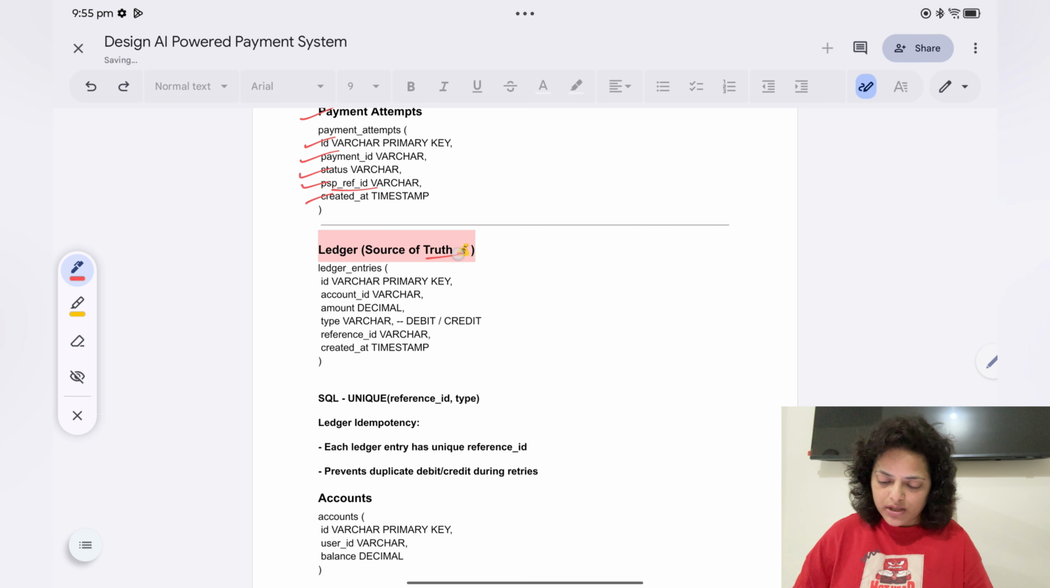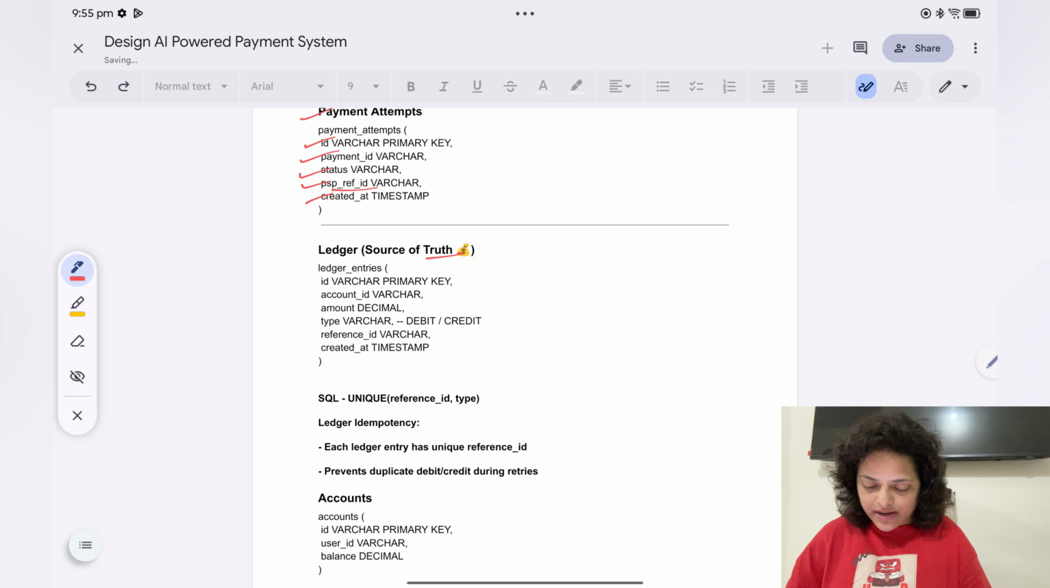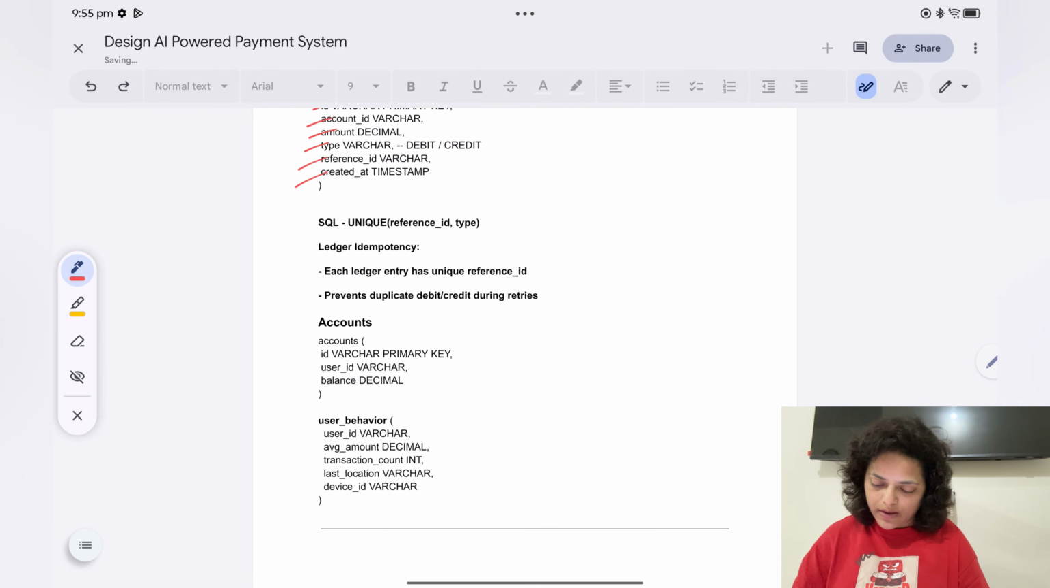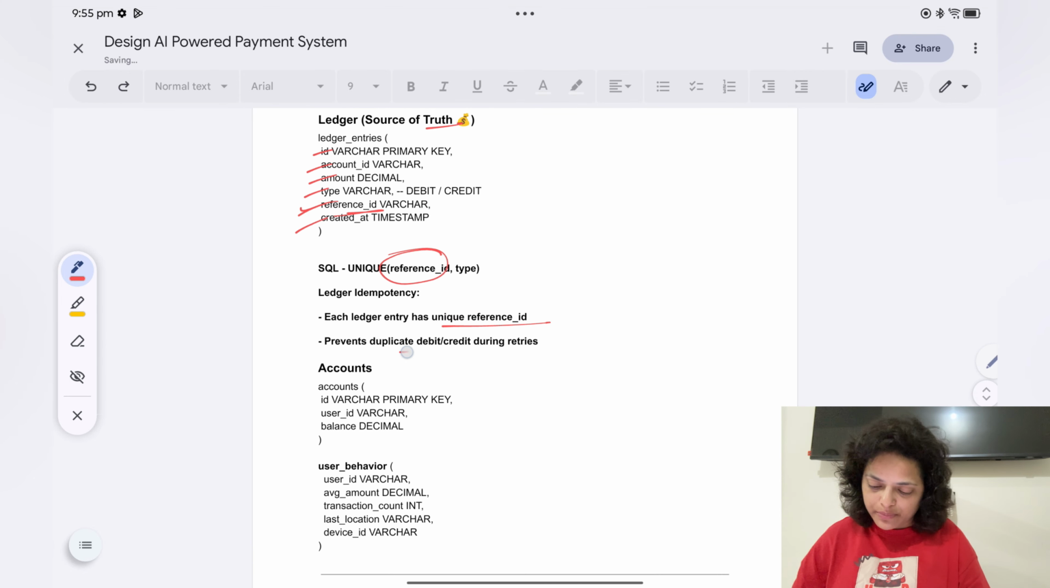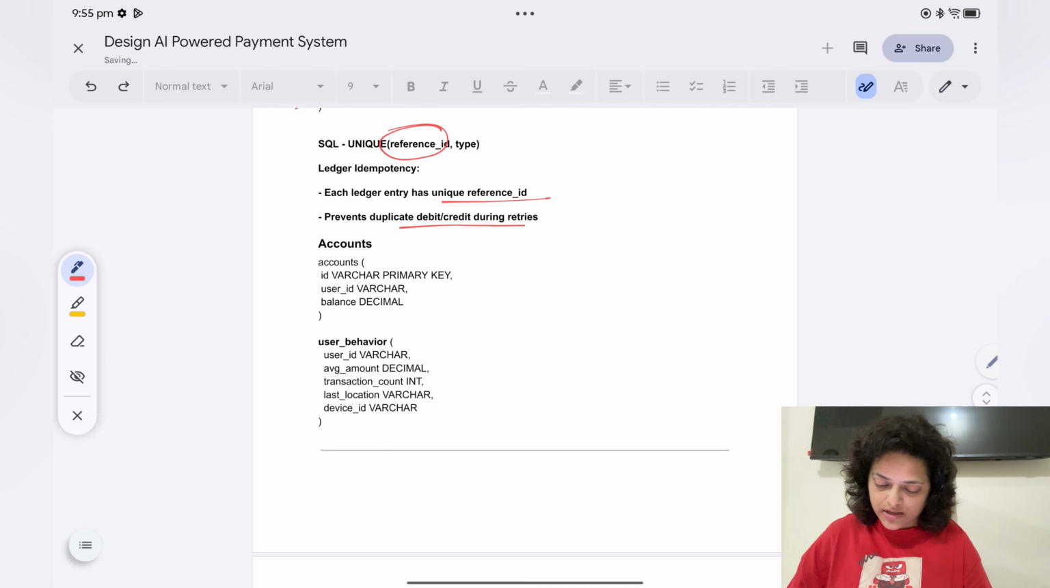Now ledger, okay, this is the source of truth. So ledger entries, you will have ID, account ID, amount, type, reference ID, and created at. Okay, so now here SQL reference ID will be unique. From the SQL side, if you see here, reference ID will be unique for this ledger. So ledger idempotency: each ledger entry has a unique reference ID. Okay, so this one will be unique. Prevent duplicate debit or credit during retries.